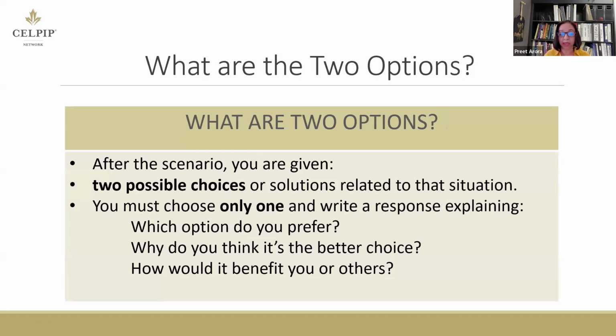And what are the two options? After this scenario, you are given two possible choices or solutions related to the situation mentioned in the scenario. You must choose only one and write a response explaining which option you prefer. You have to explain why you think it is a better choice, and how it would benefit you. I would not say only you, but you and others. So how your choice is going to benefit you and others.